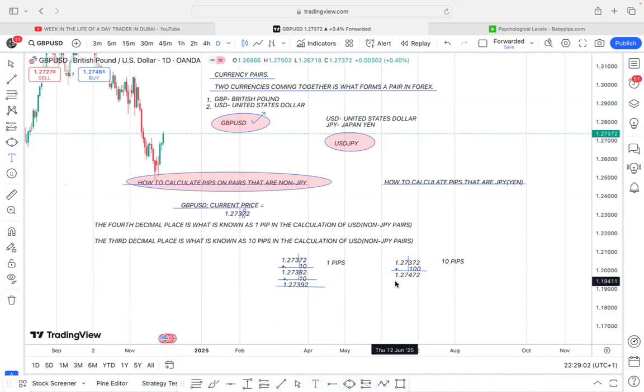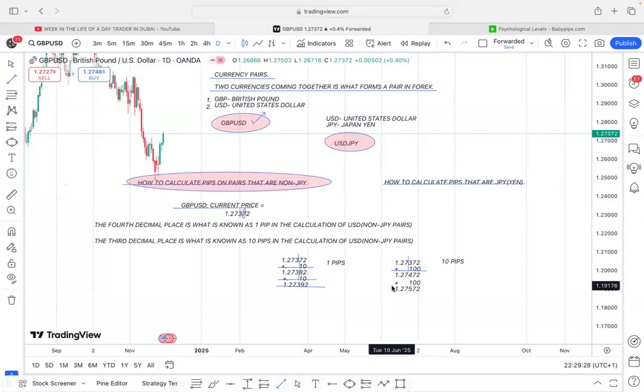I'm not supposed to be taking you on this stuff, but for Ayo that just joined, I want him to follow through and understand. So the third decimal place is where we're going to start from. So 100, that's where we're going to start. Our new price is going to be 1.27572.